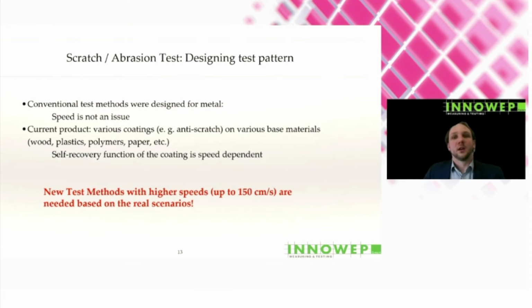So, to have the first learning here, I just want to point out speed is definitely an important parameter to take into consideration when testing non-metal surfaces like polymer, wood, or paper. Of course, additionally to the conventional parameters like load and duration and cycles. Because there's the water ski effect and there's the self-healing function of different coatings, we definitely need test methods with speeds of 1 up to 1.5 meters per second in order to simulate real life scenarios.